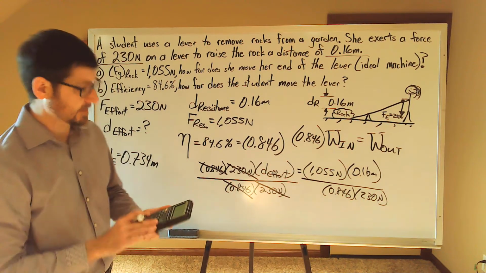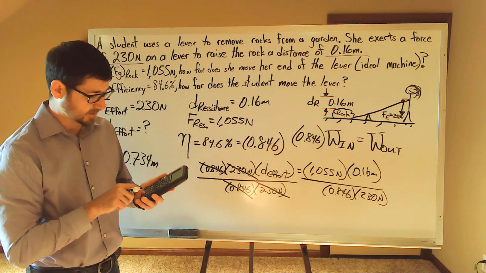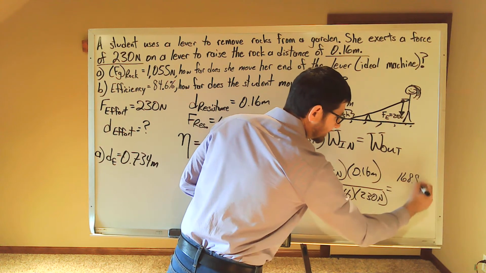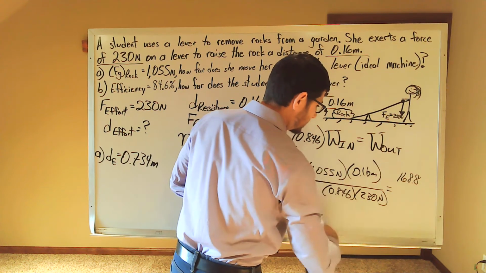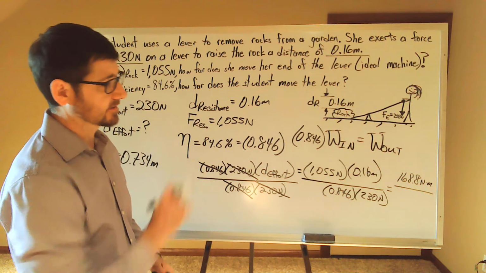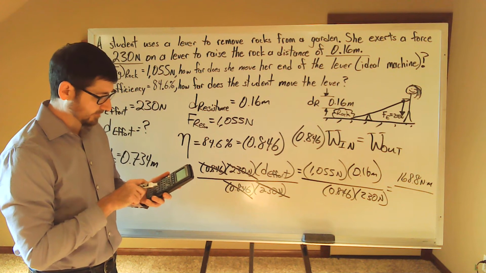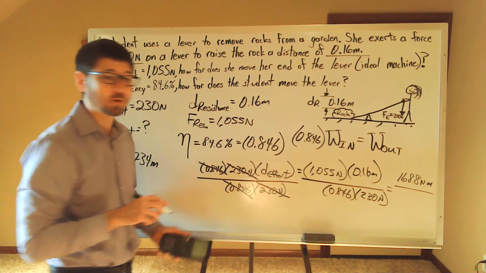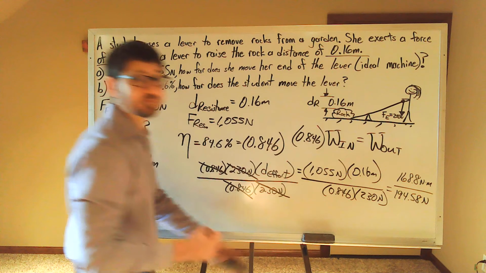Okay, so let's go ahead and take out our calculator. In my numerator, 1,055 times 0.16, this is going to give me 168.8, and we have units of Newton meters, which we know is a joule, but let's leave it in units of Newton meters right now. And in my denominator, 0.846 times 230. This gives me 194.58. And we have units of newtons.